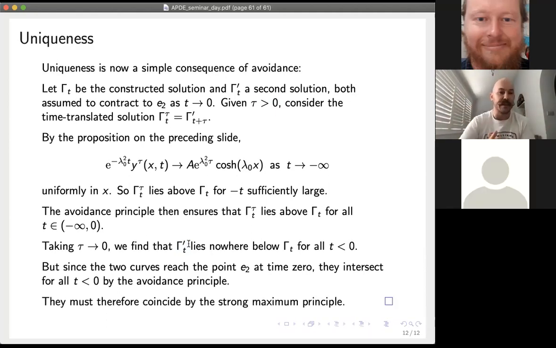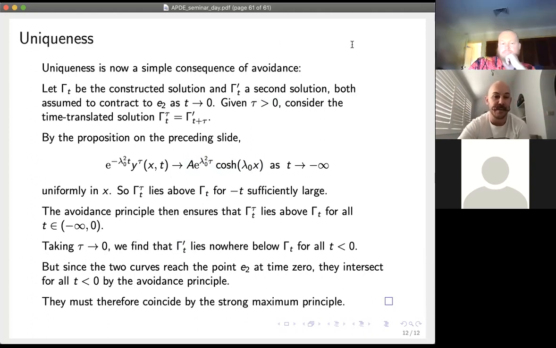So, a fairly simple argument from avoidance once you have this very explicit asymptotics. And that's it. That's pretty much the whole proof. A fairly nice little toy problem, and hopefully there'll be more to come in this direction.